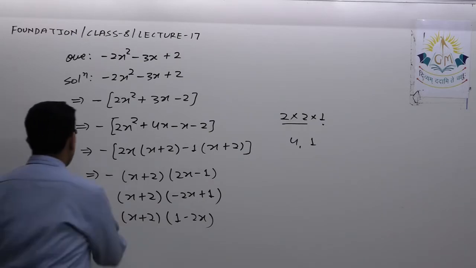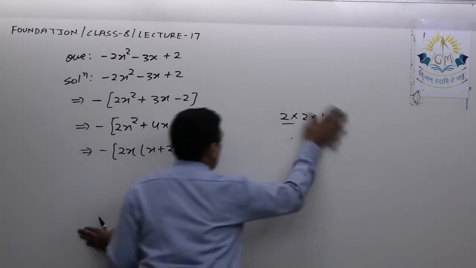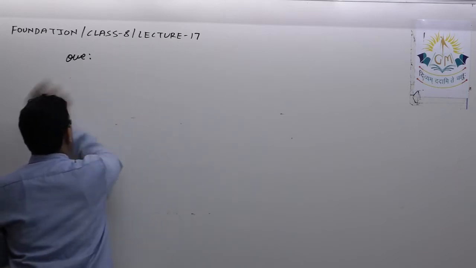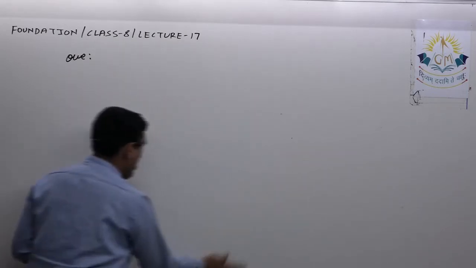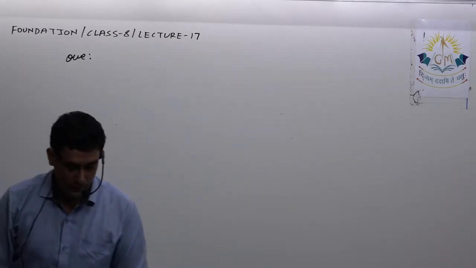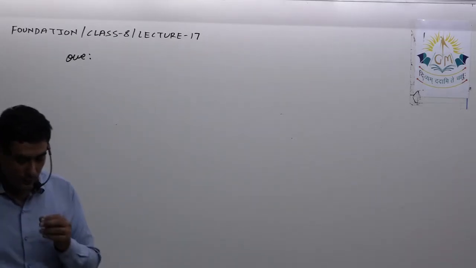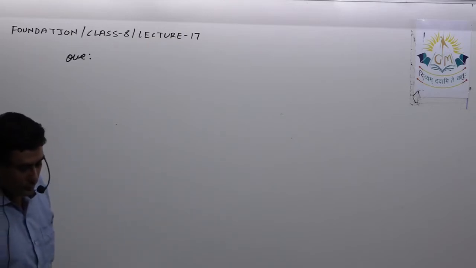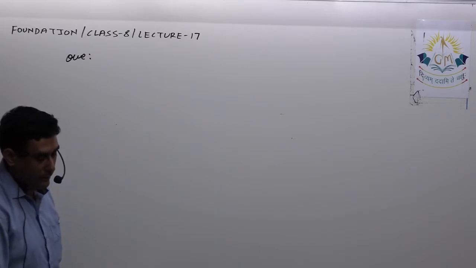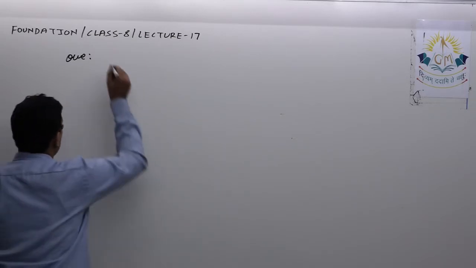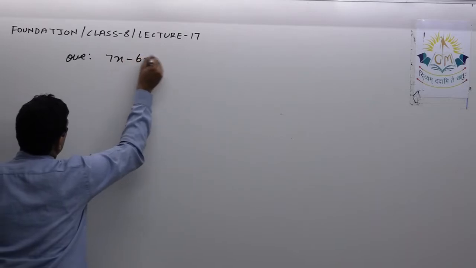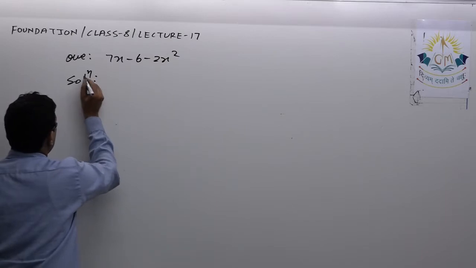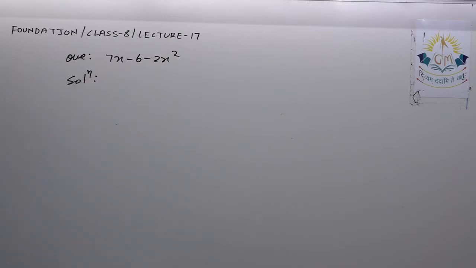Okay, now let us see the next question. Okay, so the next question is 7x minus 6 minus 2x square. 7x minus 6 minus 2x square. Sorry, minus 6 minus 2x square.